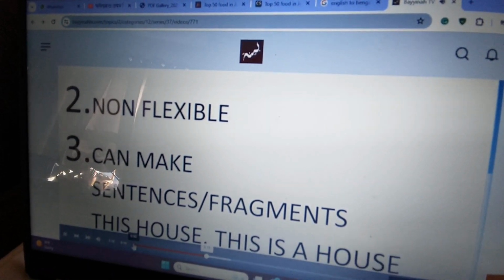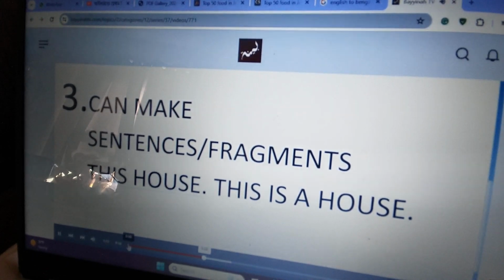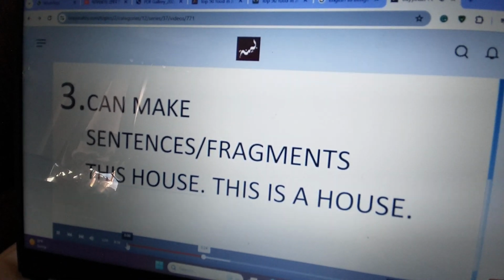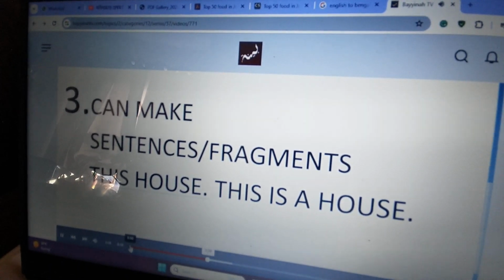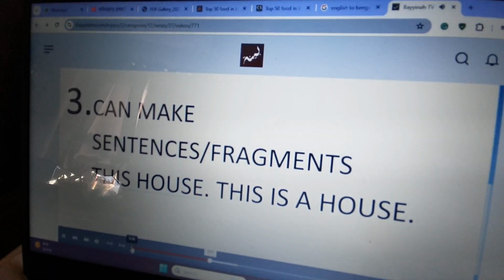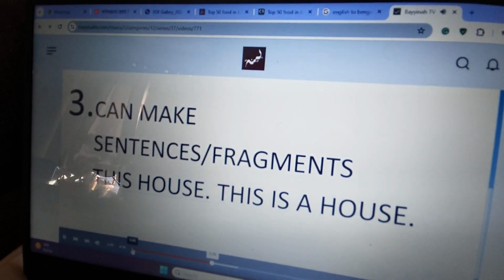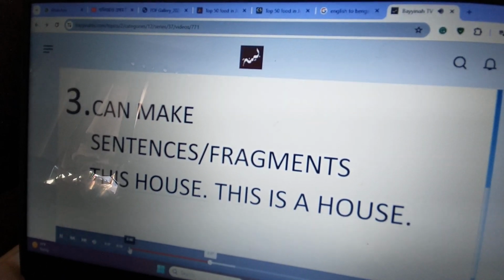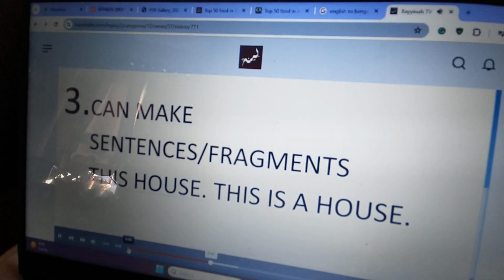But if I say this is a house, now that's a sentence. The presence of "is" created a sentence. The lack of "is" rendered it a fragment. We want to do both. We want to be able to say this house, that car, this book, that book, this prophet, that prophet, those people, but we should also be able to say those are people, this is a Muslim, etc., etc.